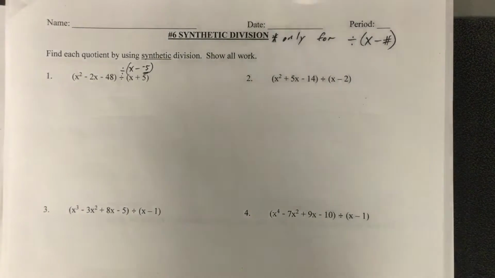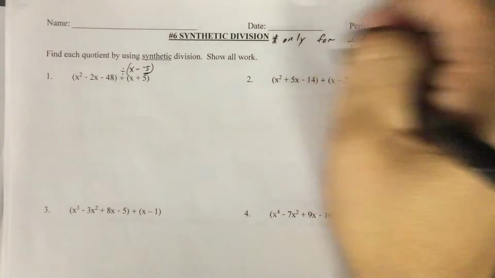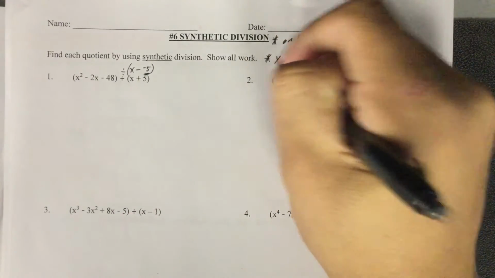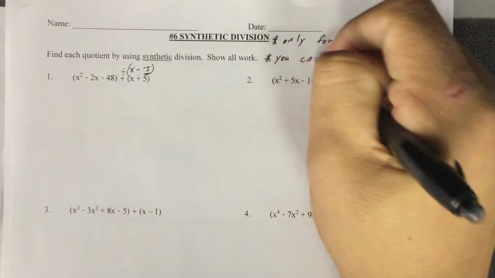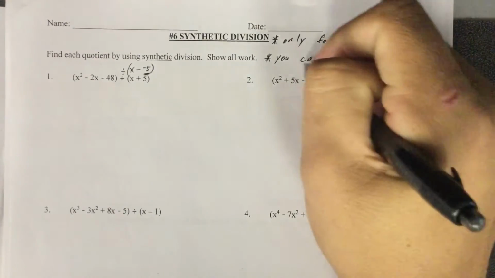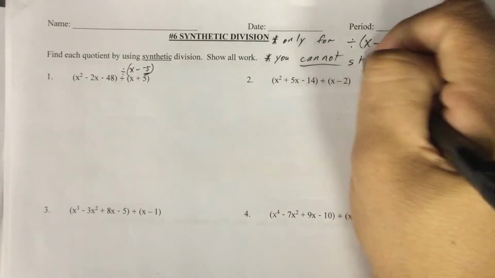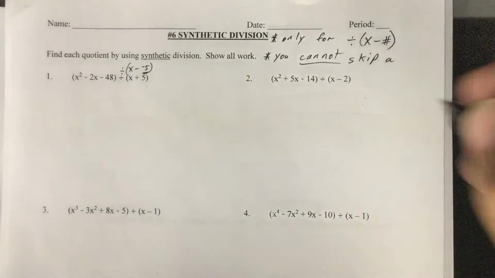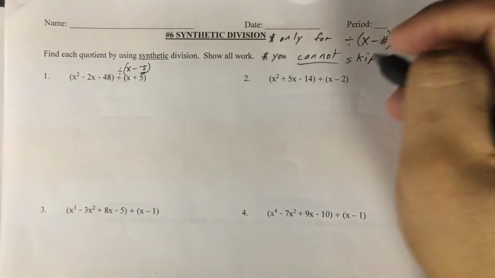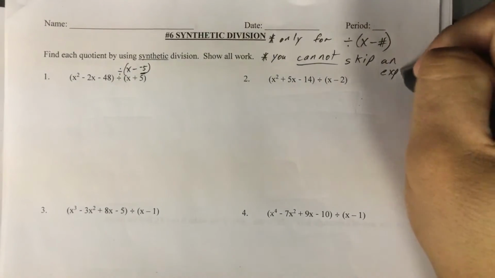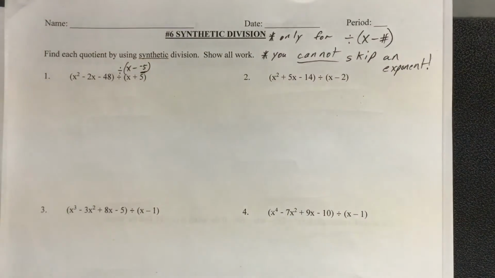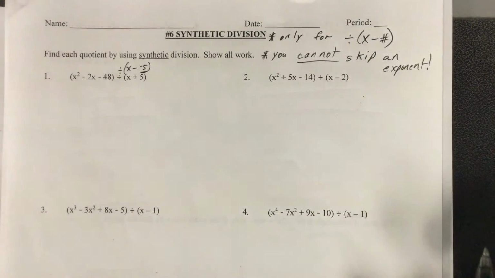The other key thing that only works for x minus a number: you cannot skip an exponent. That is the part that 90% of the people that miss these problems do. They mess up because they skip exponents.